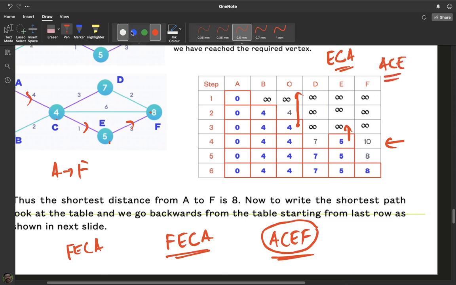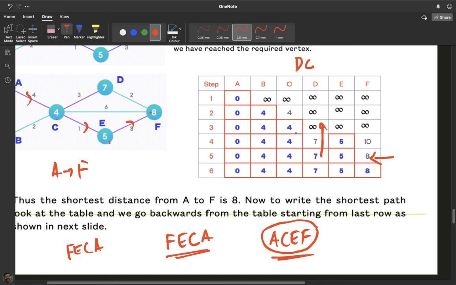Suppose you need to find the shortest path from A to D. What will you do? Go to the row in which D has permanent labeling. D had a permanent labeling in the fifth row. So first you write D and look at the row immediately before that in which D had a weight change. D had a weight change in the third row. Look at the vertex in the third row which has been assigned permanent labeling. It is actually C, so write C.